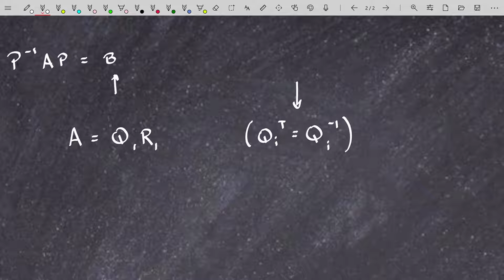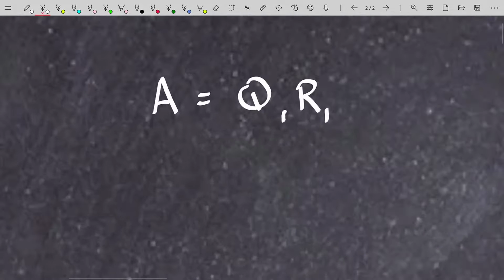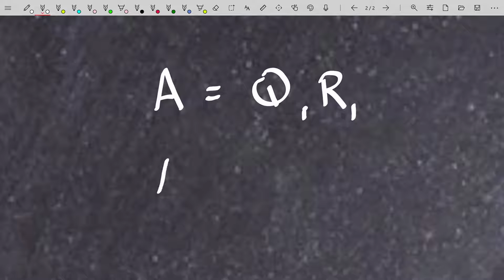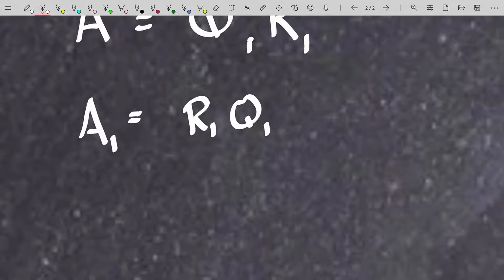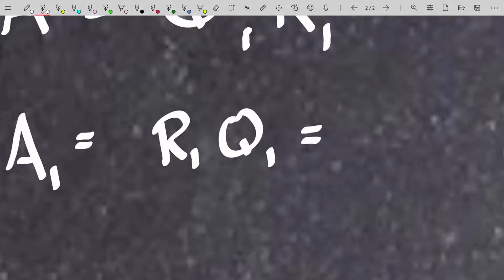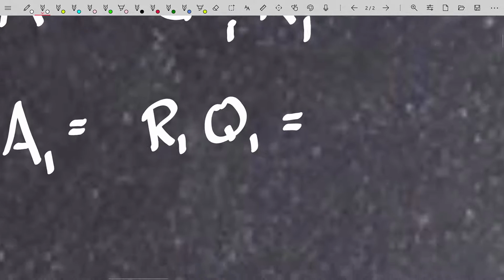So no matter what Q sub whatever we're at, transpose will equal Q sub whatever we're at, inverse. And then we will create a brand new matrix, which we'll call A sub 1, by commuting the multiplication of these two matrices. Remember, matrix multiplication is typically not commutative, but we're creating a brand new matrix A out of the commuted version of the QR factorization. Once you multiply R1 times Q1, you get your new matrix A and you refactor that.